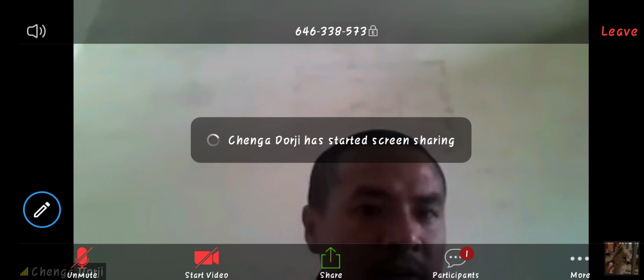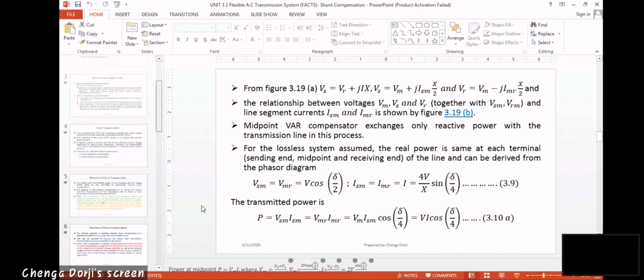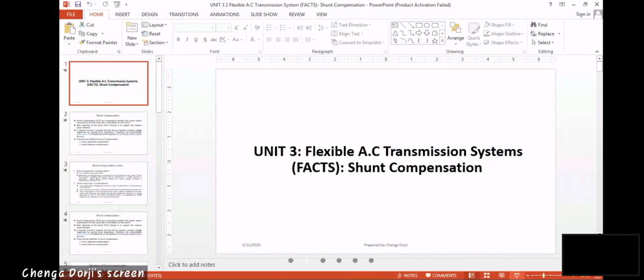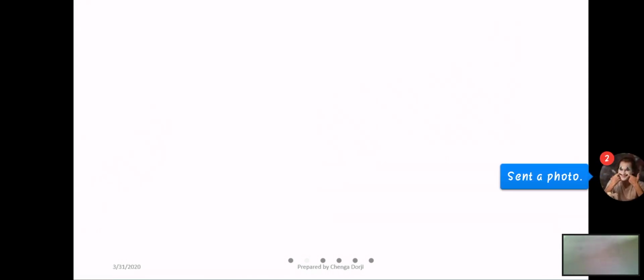From today, we will start with the detailed discussion on this. So first, today we will start with the shunt compensation. Okay, so we'll go one by one. There are two types of compensation as we have discussed yesterday. So we'll go one by one. First we will start with shunt compensation.